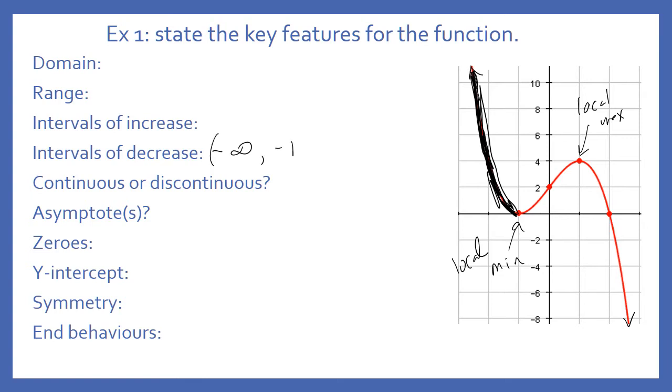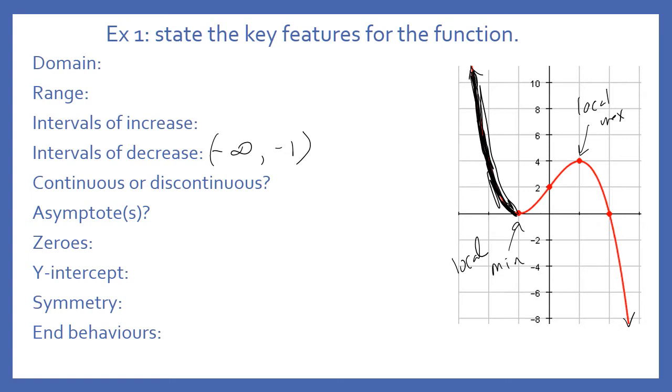Now the mistake that was made in the previous lesson was for some reason I made it a square bracket. It should be a circular bracket, which means does not include. So from negative infinity to -1, it's decreasing. At -1, it's a local minimum, which means it's neither increasing or decreasing, it's actually changing.